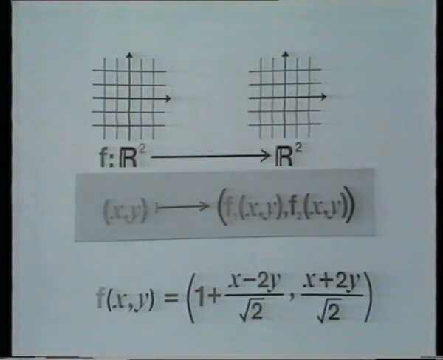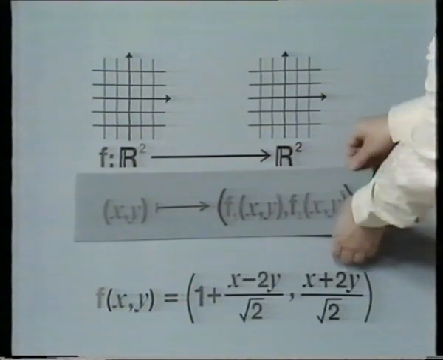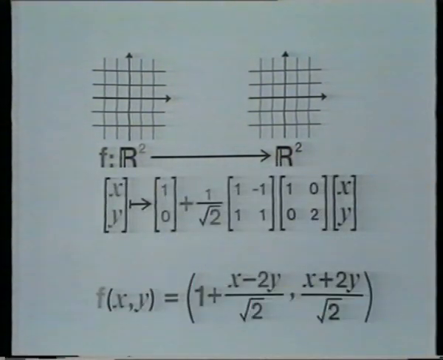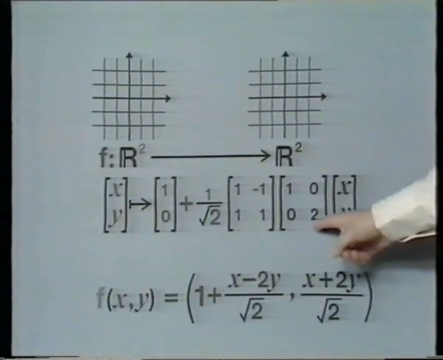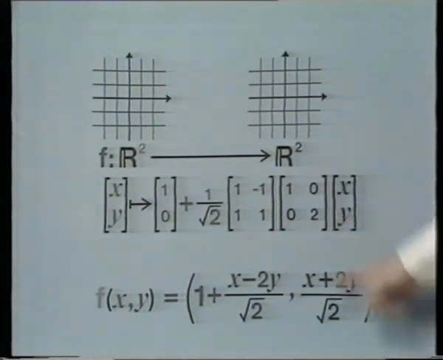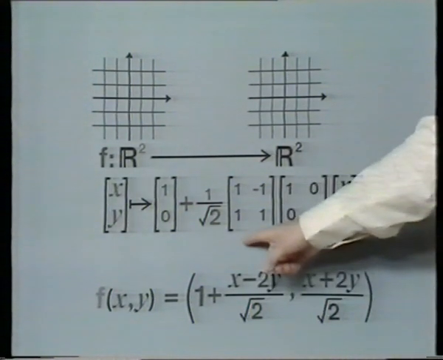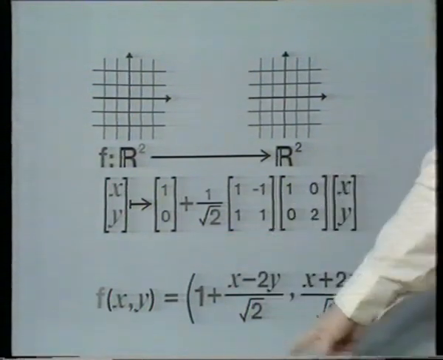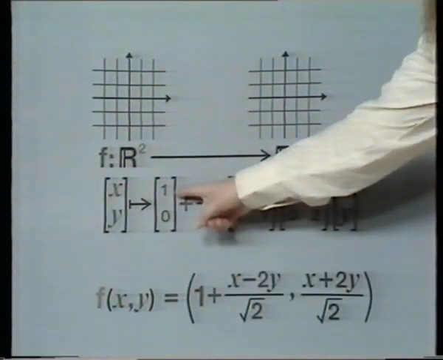Well, it's an affine transformation, and we can write the image of a typical point (x, y) in matrix notation like this. It's a dilation in the y direction by a factor of 2, followed by a rotation through 45 degrees, that's this matrix divided by root 2, followed finally by a translation of 1 unit in the x direction.